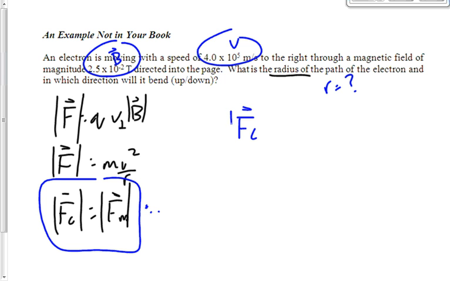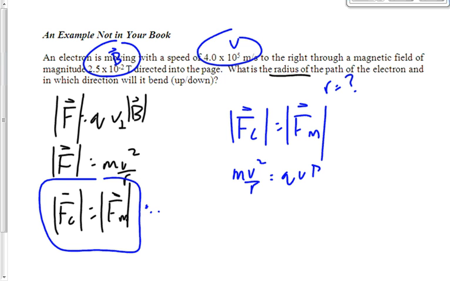So we're going to say FC is equal to FM. That's our first guess here, because that's the one that's going to work 98% of the time in a situation like this. We're going to say MV squared over R equals QVB. Actually, let's rearrange this. Solving for R becomes MV squared equals QVB times R. The R goes up by multiplying to get it to the top, and then the QVB goes down by dividing.